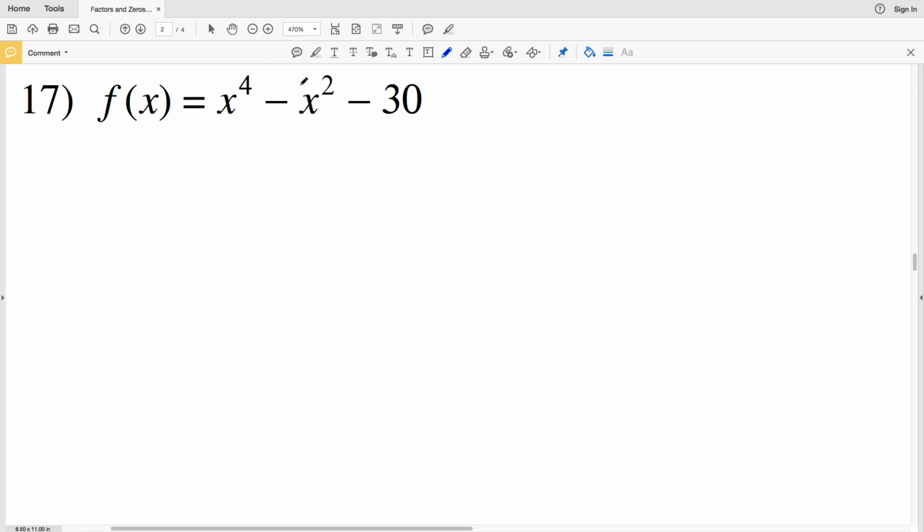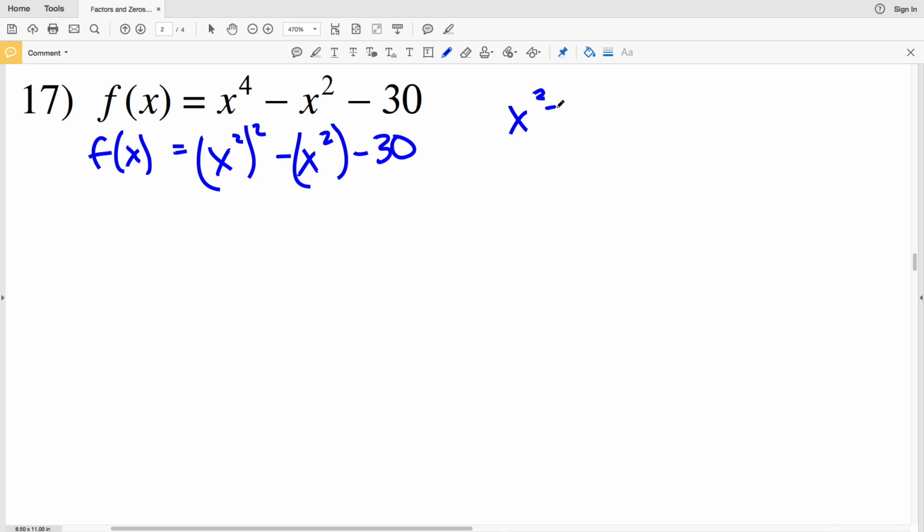What I'm going to do is substitute in a value for x squared, because when I rewrite f of x in terms of x squared, I get x squared squared, since x squared squared is x to the fourth, then minus x squared minus 30. So if I set x squared equal to some value a, I'll write my function as a squared minus a minus 30.